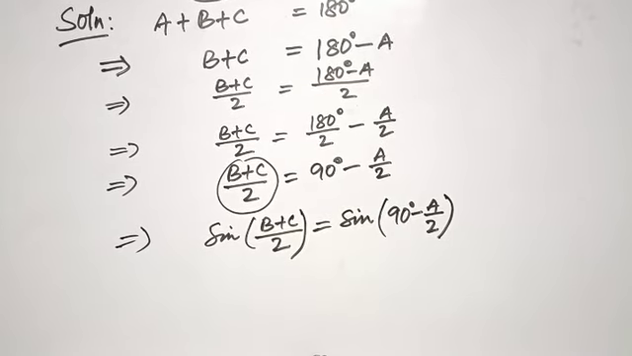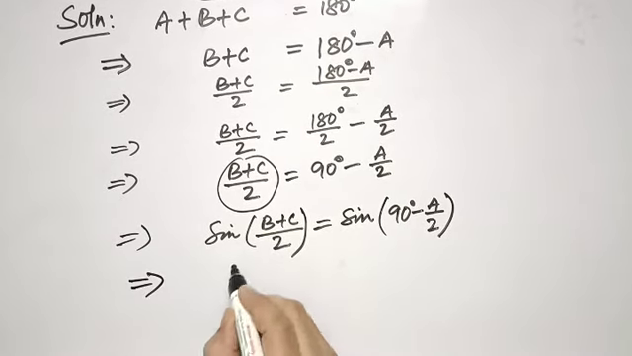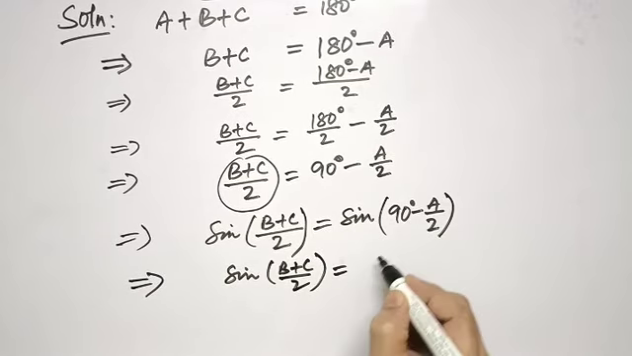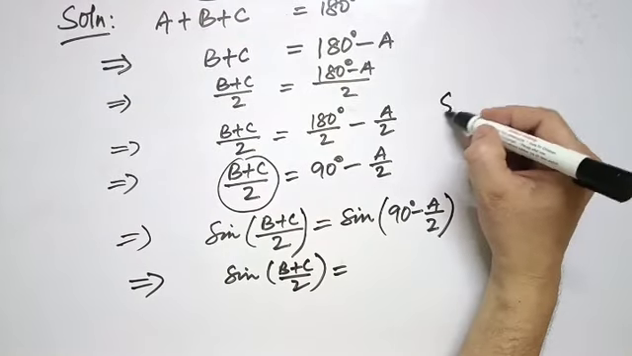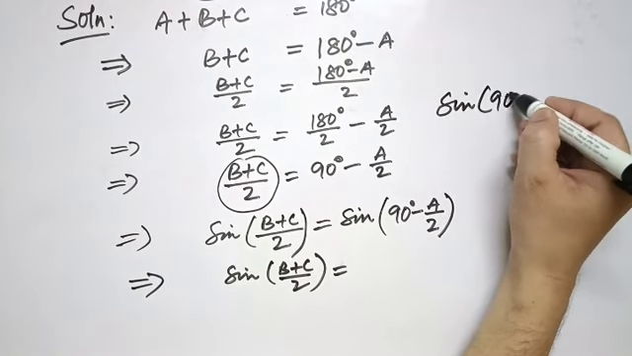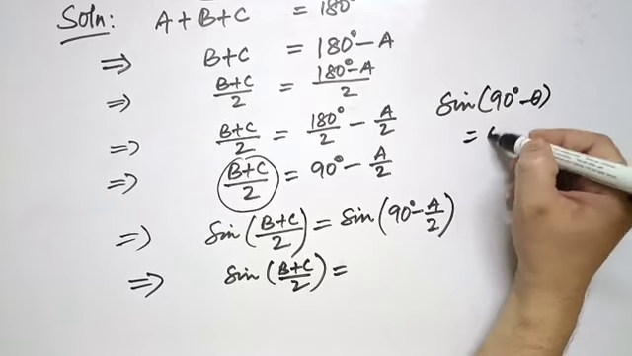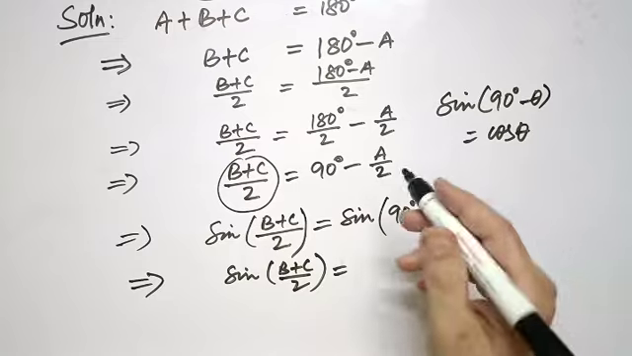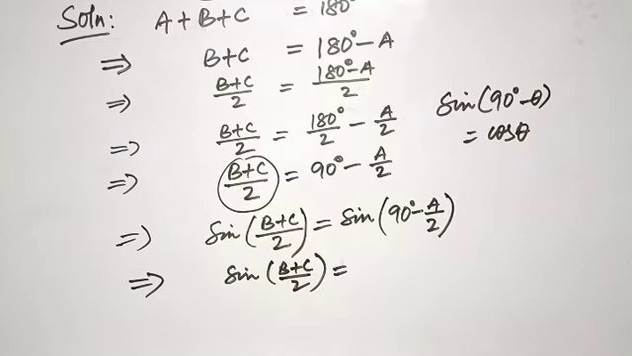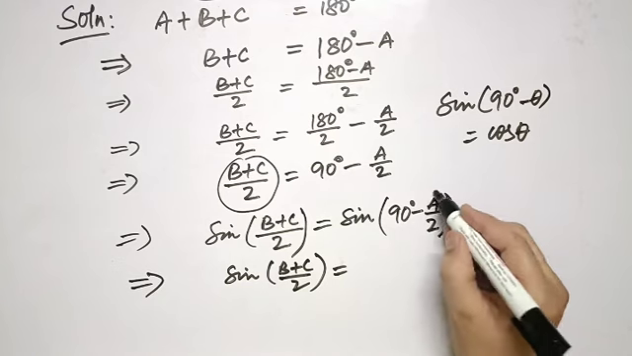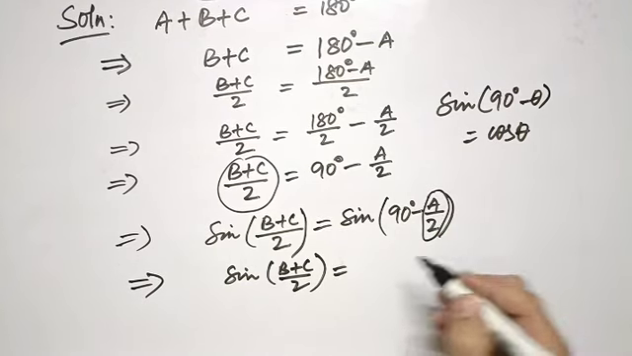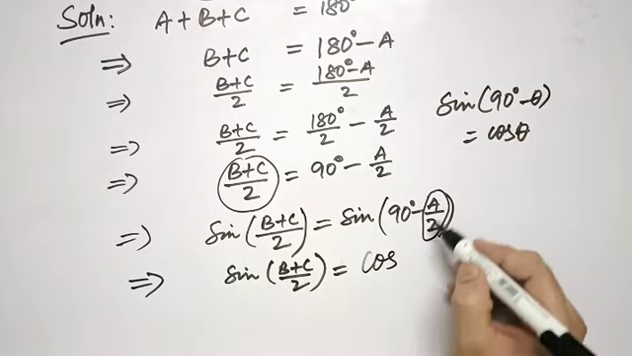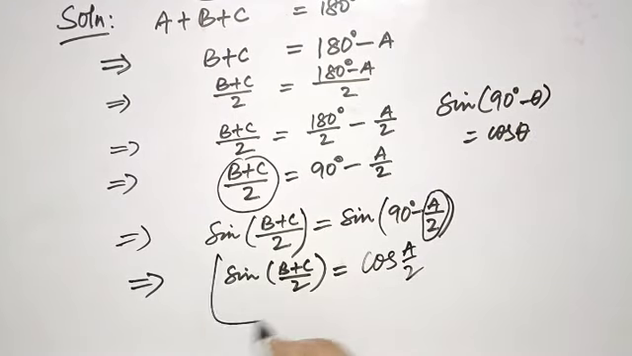Again if I continue this, I'll write the left hand side same, that is sine of B plus C by 2, and 90 minus something. Sine of 90 minus theta will be cos theta. So sine of 90 minus something will be cos of that something. Okay, what is something here? This A by 2 is our something. So if I change sine to cos, it will automatically change. There is 90, so something is what? A by 2, and this is your answer.